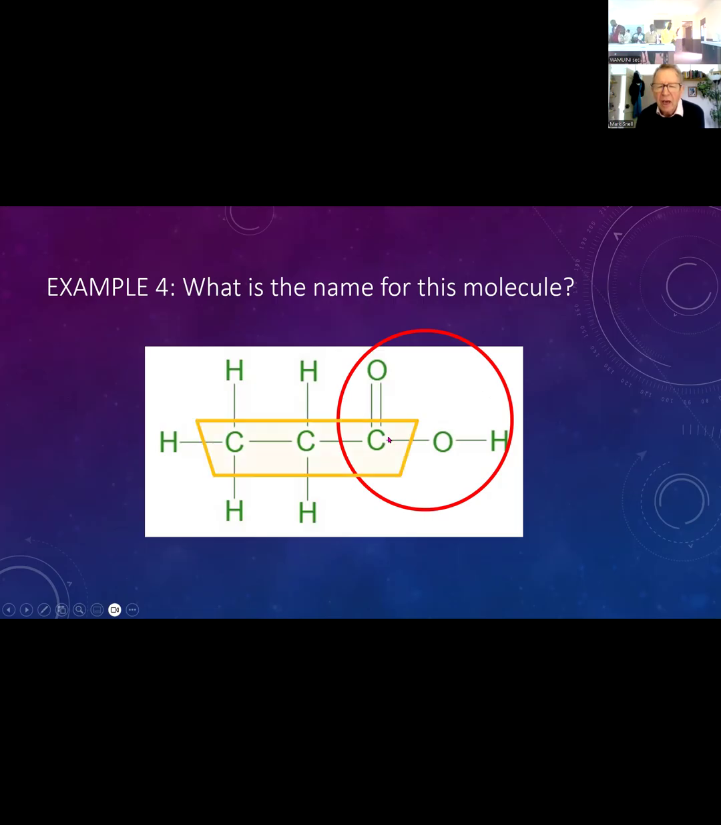Now, the longest continuous carbon chain here, you may think, oh, well, it's 2 there, but no. The carbon which is part of the functional group, as we saw with ethanol, is also part of the longest continuous carbon chain. So that will make this, that is anoic acid, the ending for that, and this will make it propanoic acid. Propanoic acid. Easy.